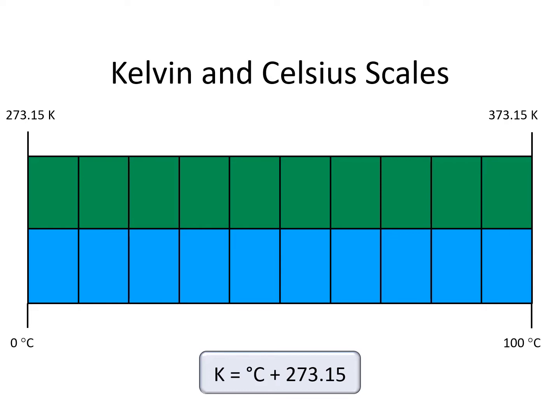The difference between the boiling and freezing points of water on the Celsius scale is 100 minus 0, which equals 100. The difference between the boiling and freezing points of water on the Kelvin scale is 373.15 minus 273.15, which equals 100. It is the same number of degrees for both scales.